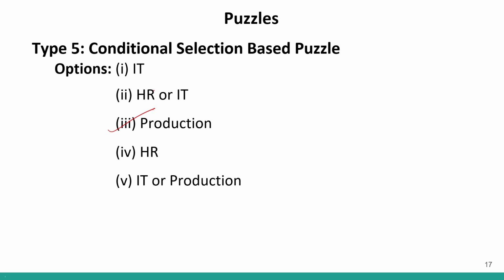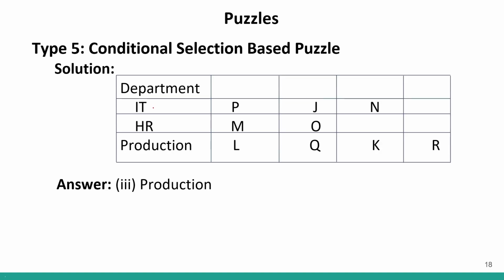If you look at option number 2 and 5, we have HR or IT or production. This will arise when you don't have adequate data. But in this particular question, we had adequate data, and we could determine that he works in production. So the answer will be option number 3, production.